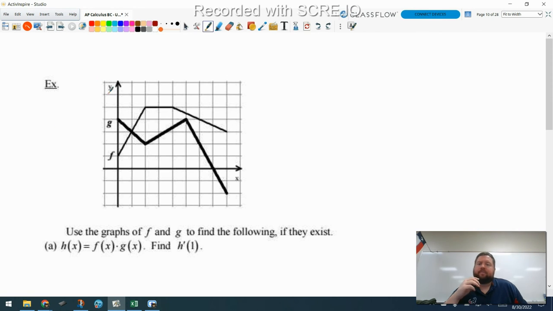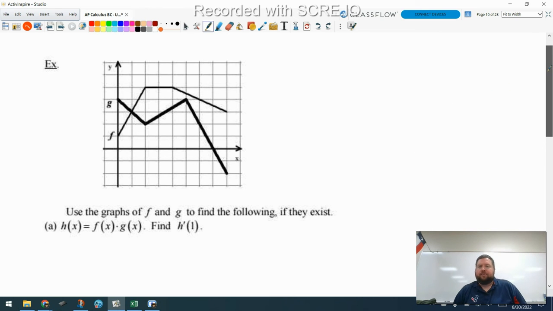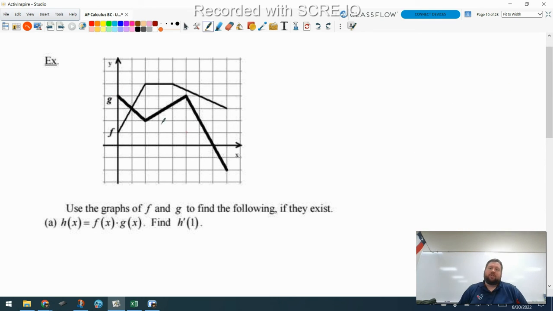All right, over on the back. So now we're given a graph. This has two functions on it. We have G, which is the bold function. F is the less bold function. We're going to use the graphs to find the following.